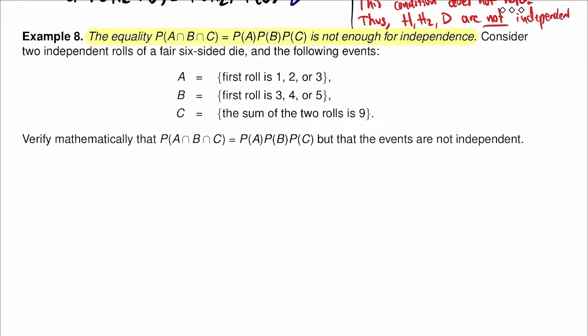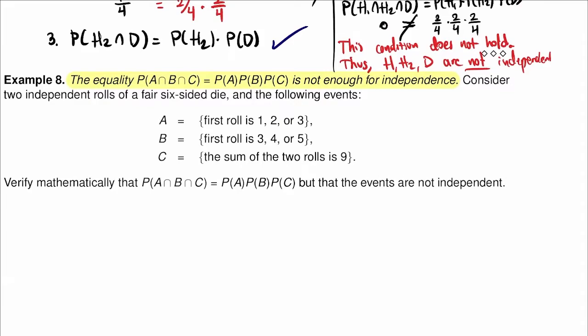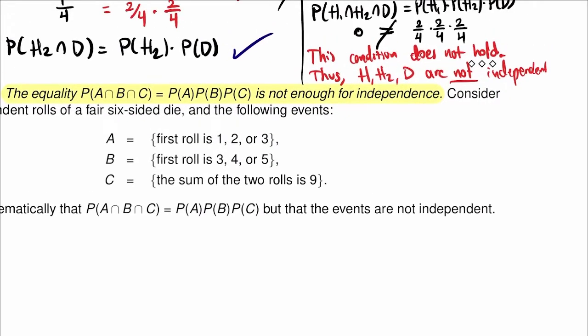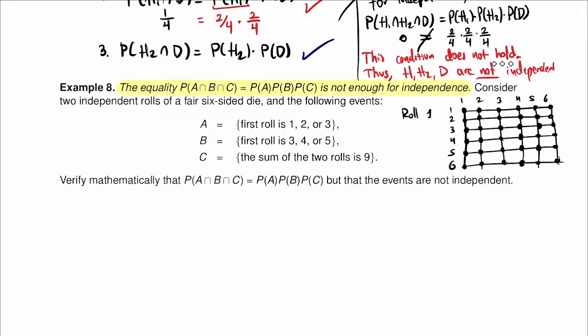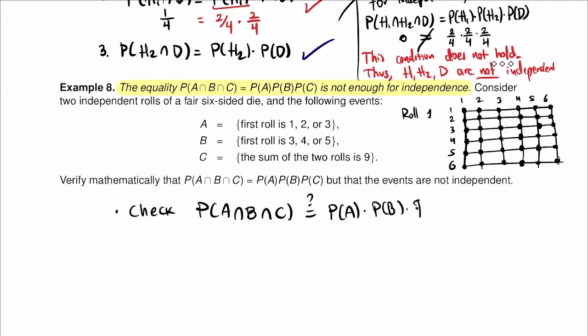Okay, we need to verify this mathematically. The easy way to do this is by doing the grid diagram, so I will do this here. Basically what we need to do is to check that this probability is equal to the probability of A times the probability of B times the probability of C.